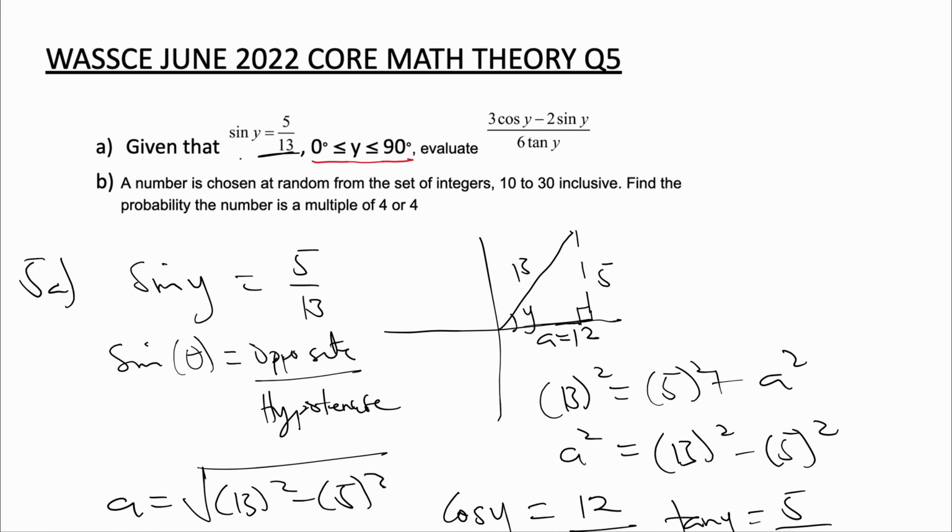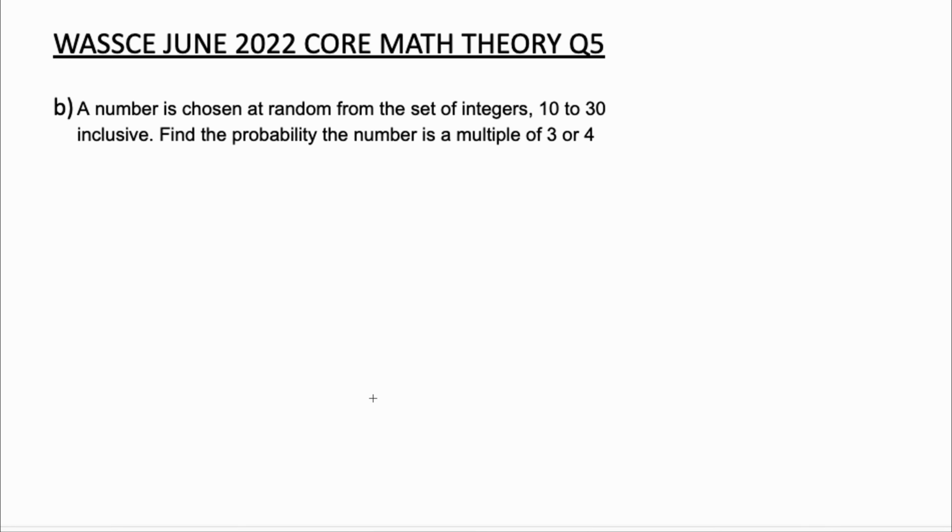Now let's move on to 5b. A number is chosen at random from a set of integers 10 to 30 inclusive. Find the probability that the number is a multiple of 3 or 4. So let's begin with our solution.